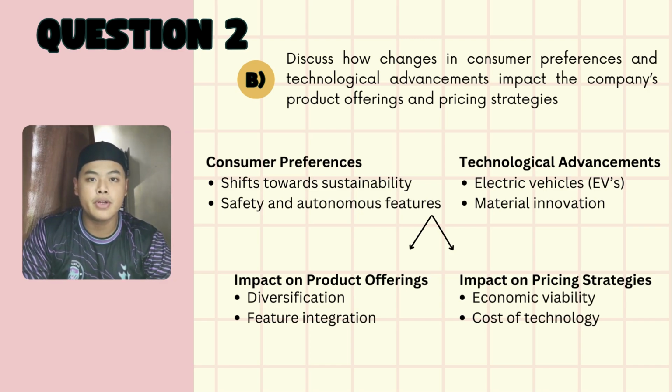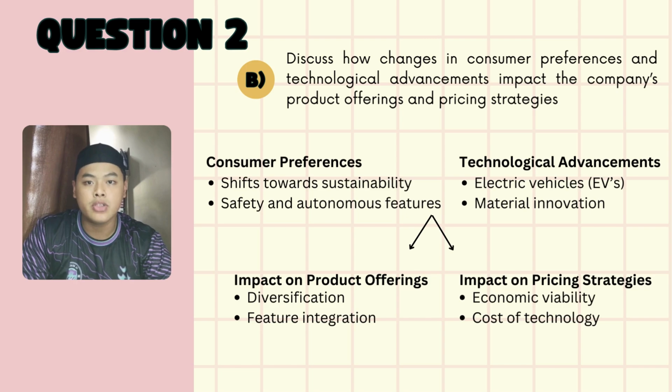Change in consumer preference and technological advancements significantly influence Proton's product offerings and pricing strategies. To answer this question, let's break down each aspect. In aspect of consumer preference, shift towards sustainability. As consumers become more environmentally conscious, there is a growing demand for electric vehicles, EVs, and hybrids. Proton may need to develop or enhance its lineup to include more eco-friendly options to cater to this segment.